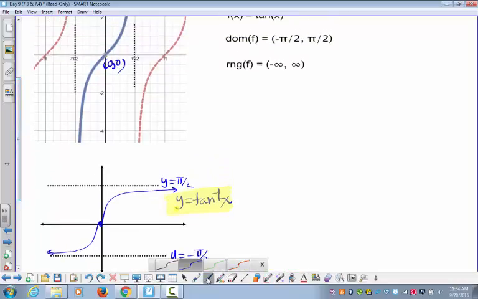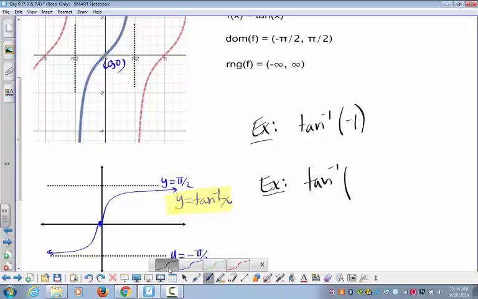I won't ask you to graph any inverse trig function on the test, but that one is one that you want to be most familiar with. So let's do a couple of little examples. Let's do inverse tangent of, let's say, minus 1, and let's do root 3 over 3.